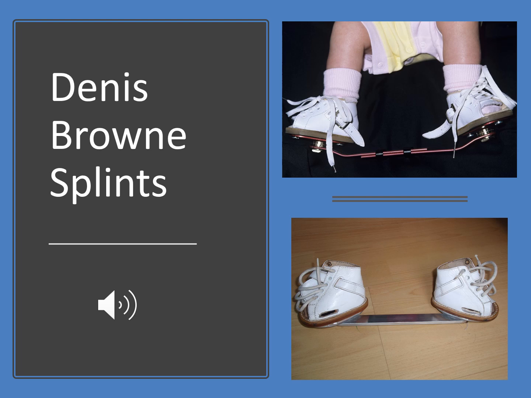After we're done doing the serial casting or using the Ponseti method, once they're done with casting and we've achieved correction, we now want to maintain that correction. So in order to do that, they'll use what's called the Denis Browne splints, and they look like little high top shoes that are worn at night for several months, and that's just to maintain that position and effective correction.